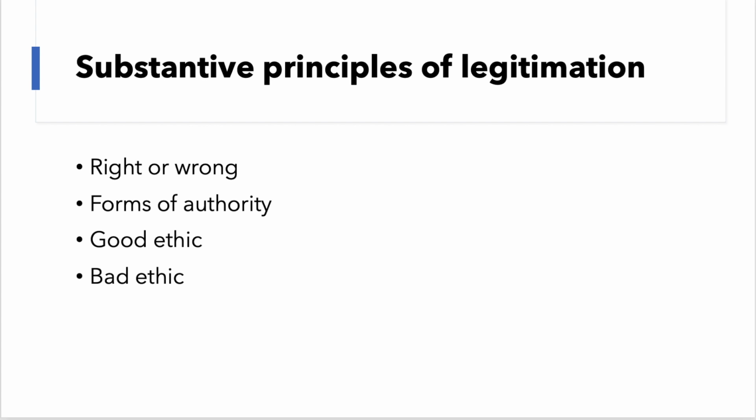Substantive principles of legitimation include arguments for what's right or wrong based on different forms of authority, including religion, ideology, and also rationality, which is pragmatism or identifying an ethic. Sometimes a good ethic, like fighting climate change and being environmentally responsible. Sometimes a bad ethic, like hating immigrants or hating people of a certain religion. The forms of authority are all defective in a specific way of promoting legitimacy in the eyes of the beholder.